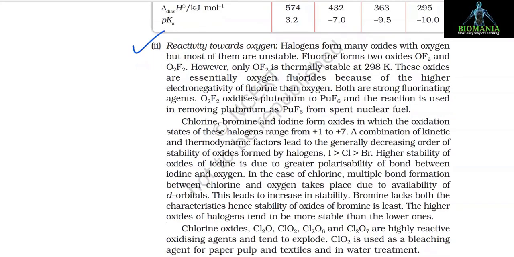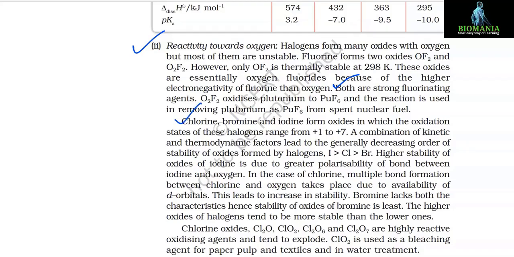Number 2. Reactivity towards oxygen. Halogens form many oxides with oxygen, but most of them are unstable. Fluorine forms 2 oxides, OF2 and O2F2. However, only OF2 is thermally stable at 298 K. These oxides are essentially oxygen fluorides because of the higher electronegativity of fluorine than oxygen. Both are strong fluorinating agents. O2F2 oxidizes plutonium to PuF6, and the reaction is used in removing plutonium as PuF6 from spent nuclear fuel.